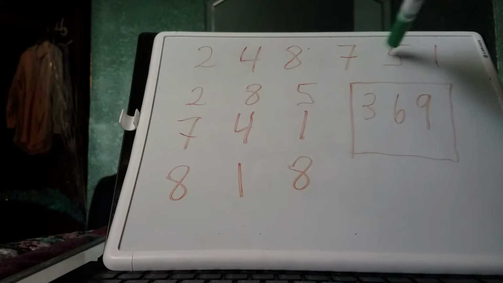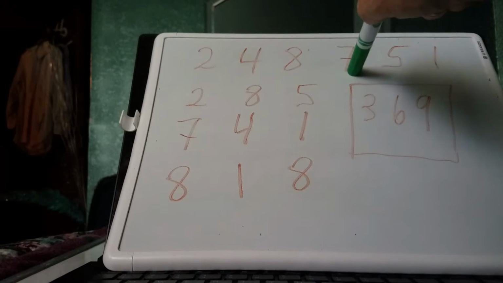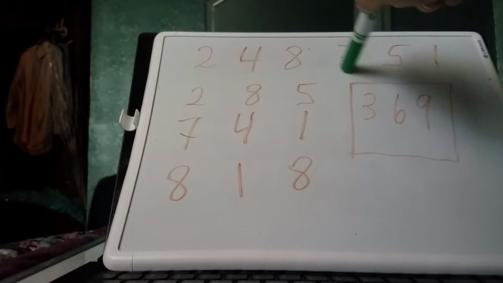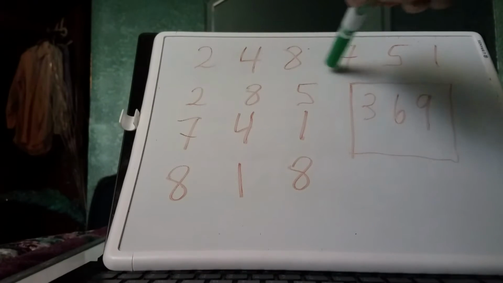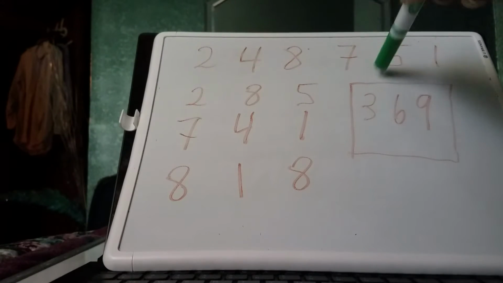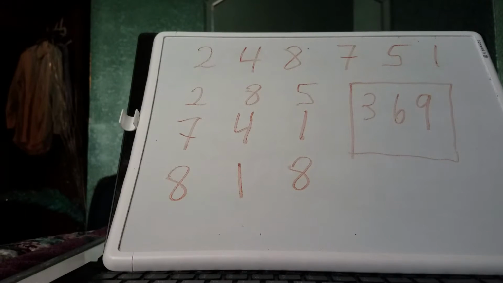7 times 7 is 49. That's a 5. 7 times 1 is 7. 7 times 2 is 14. That's a 5. 7 times 4 is 28. That's a 1. 7 times 8 is 56, and that's a 2. So you can do it with all of the numbers. They're always going to work out, and there's a reason for that.